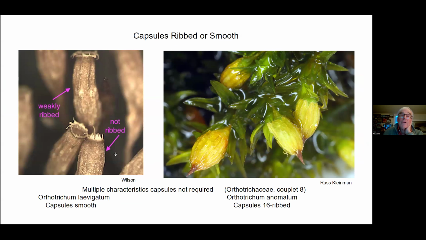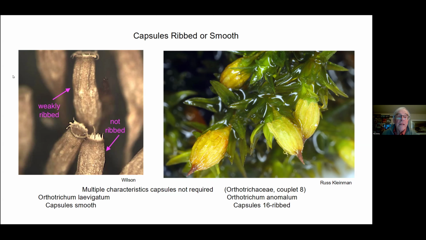Another capsule characteristic is whether the capsules are ribbed or smooth. This is found in the Orthotrichaceae family. The ribs are used for several different species. For Orthotrichum laevigatum, the capsules are described as smooth, and for Orthotrichum anomalum, the capsules are 16 ribbed.